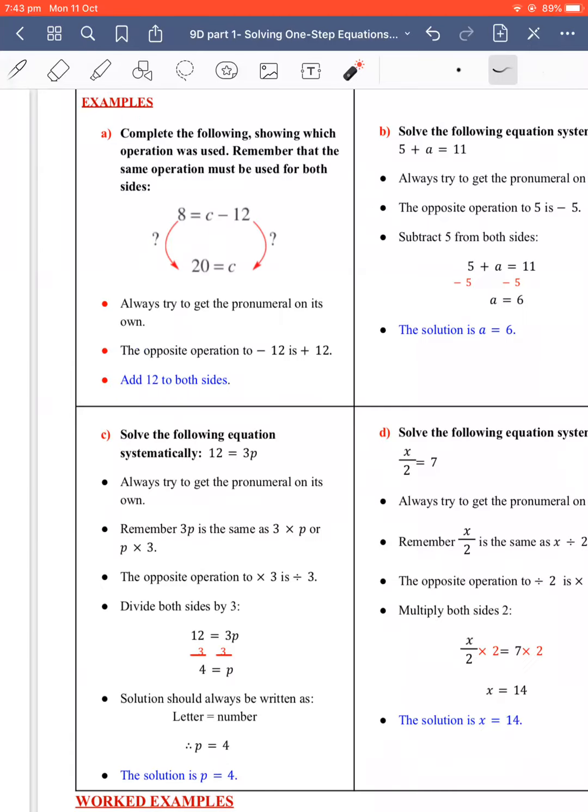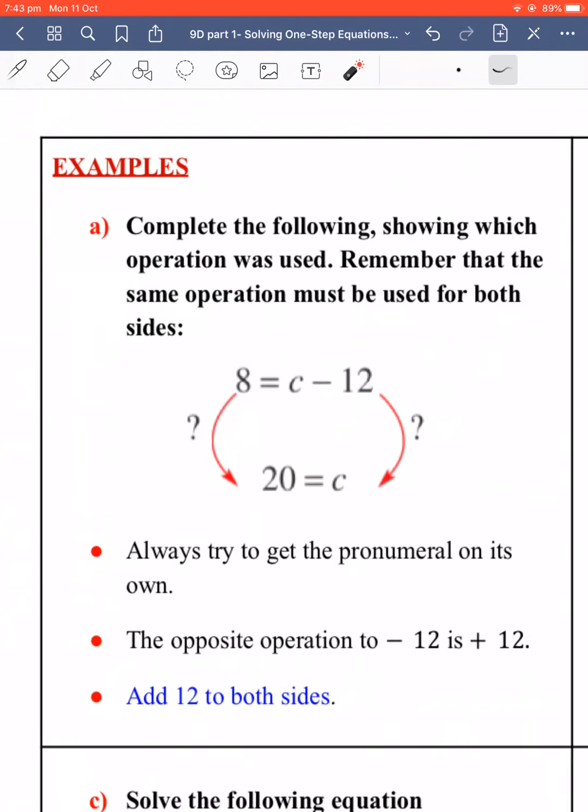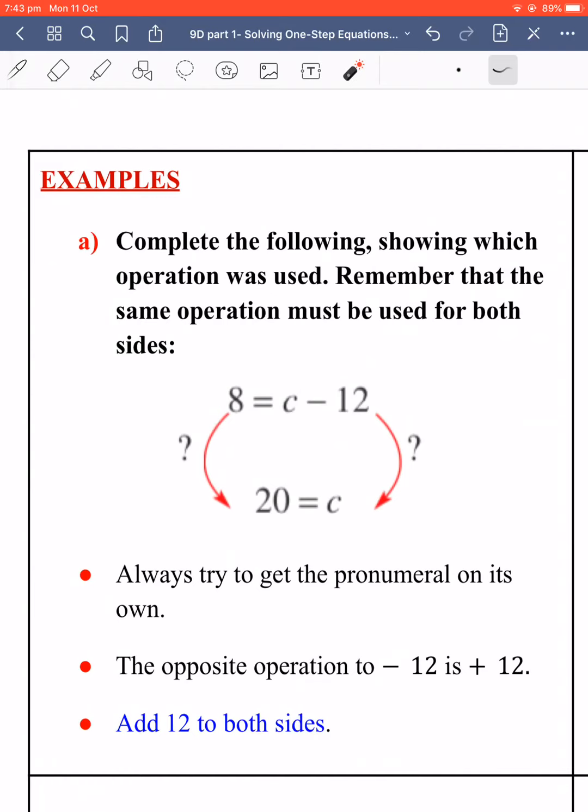On to our examples now. So again, examples are here to show you how we approach certain questions that you will come into contact with in the questions that have been set for this particular exercise. So first one we have is completing the following, showing which operation was used. And remember as well that the same operation must be used for both sides. So just as a little reminder, we use reverse operations.